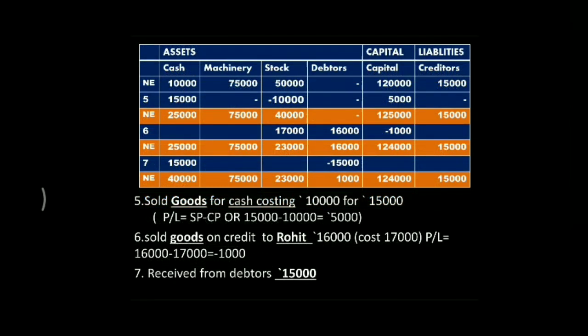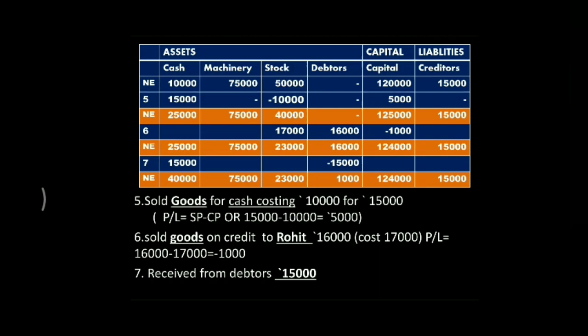Now again we will take a few transactions for sales. So our new position of assets and liabilities is: cash 10,000, machinery 75,000, stock 50,000, capital 1,20,000, and creditors 15,000. Now the fifth one is: sold goods for cash costing rupees 10,000 for rupees 15,000.